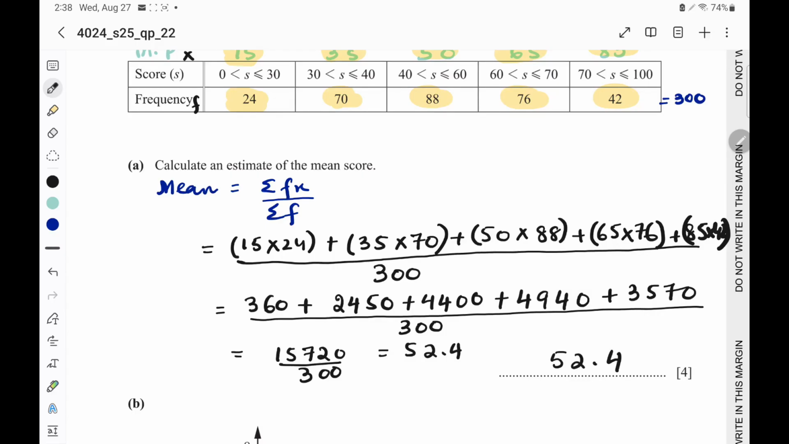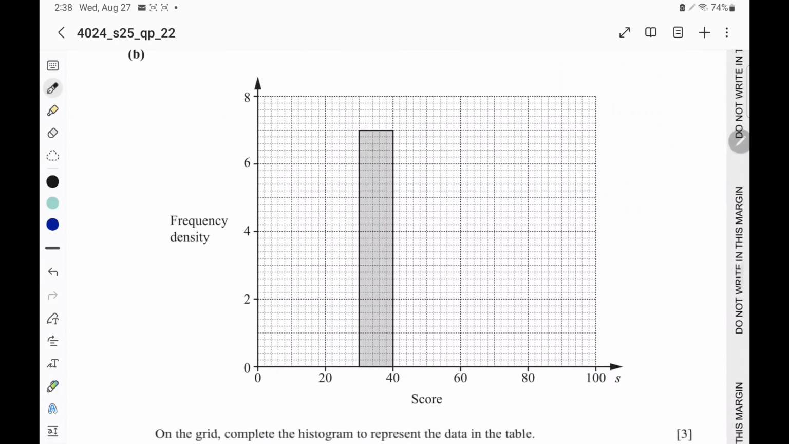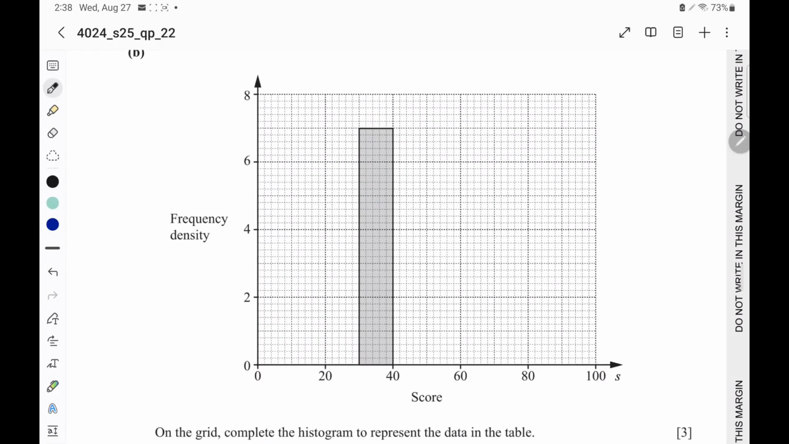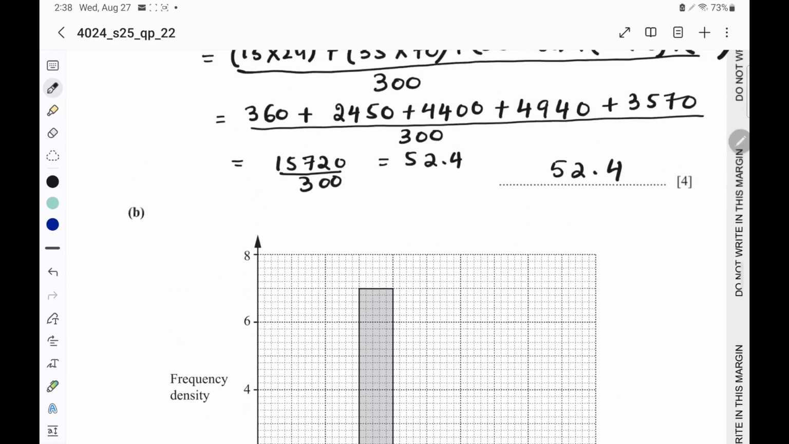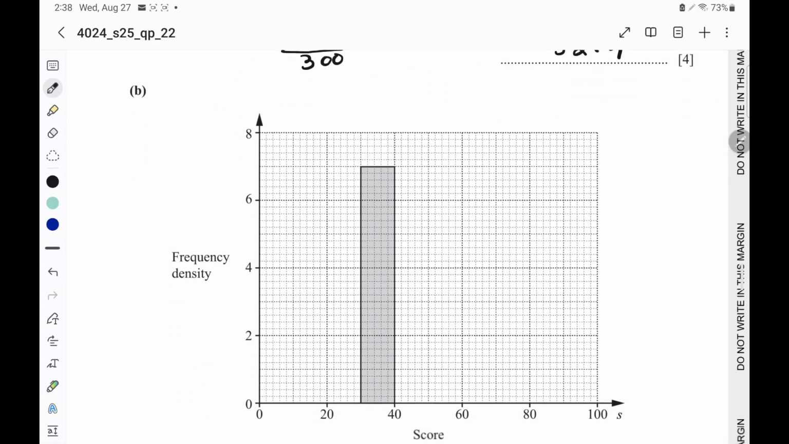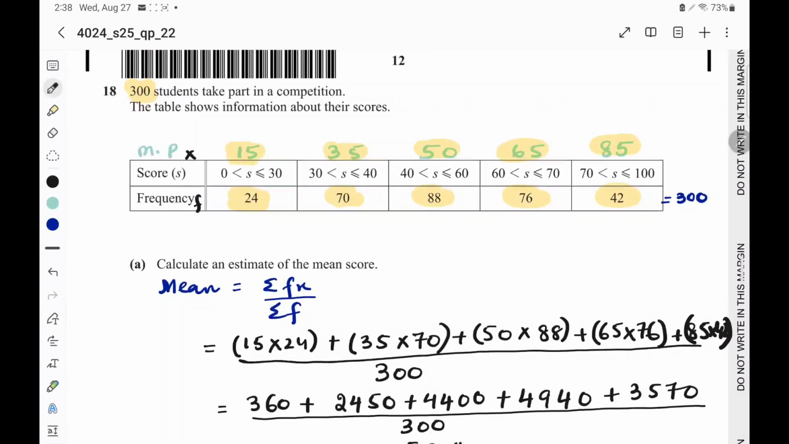All right, so this was the mean. Afterwards they gave you an incomplete histogram and asked you to complete the histogram on the grid to represent the data in the table. It has 3 marks, and remember, frequency density is frequency over class width. So we have to find the frequency density. We have the frequency but we don't have the class width, so now we find the class width.